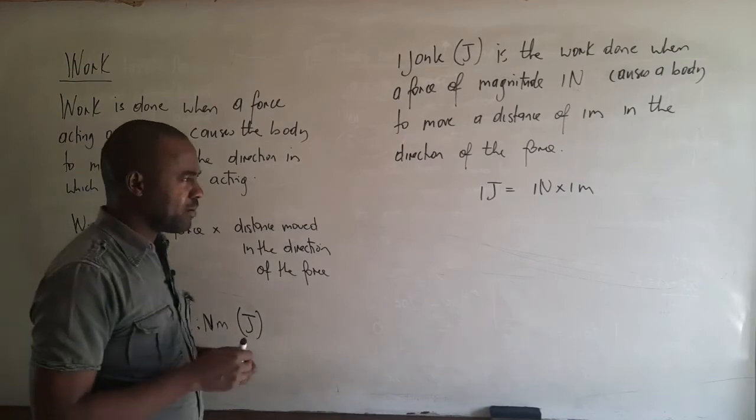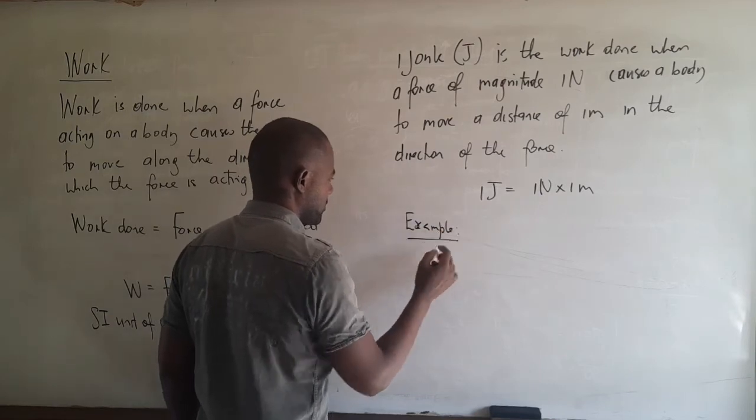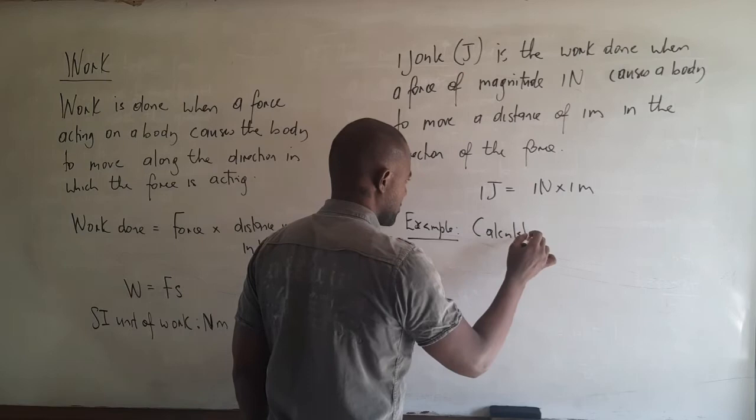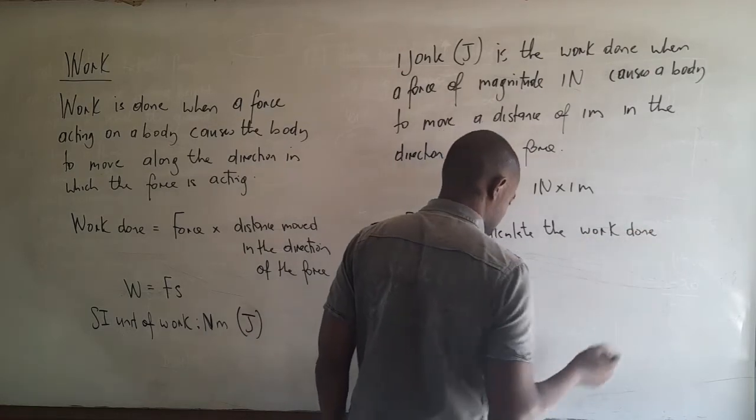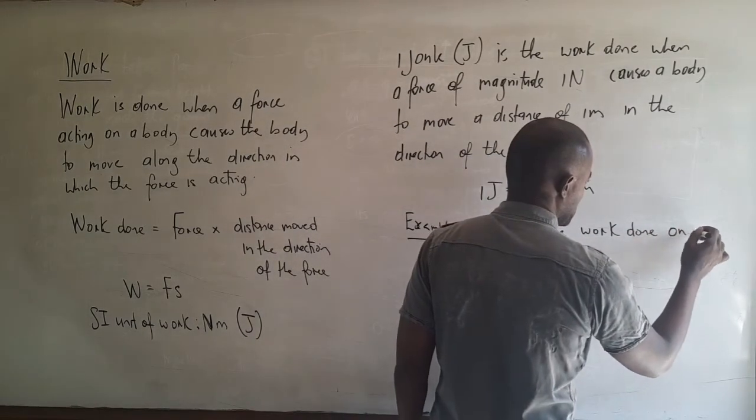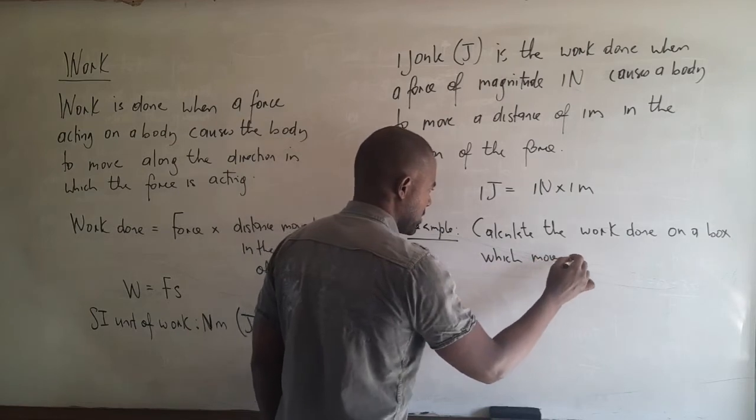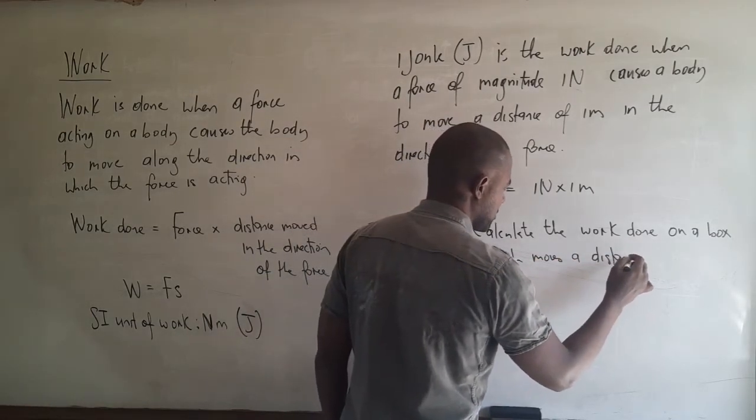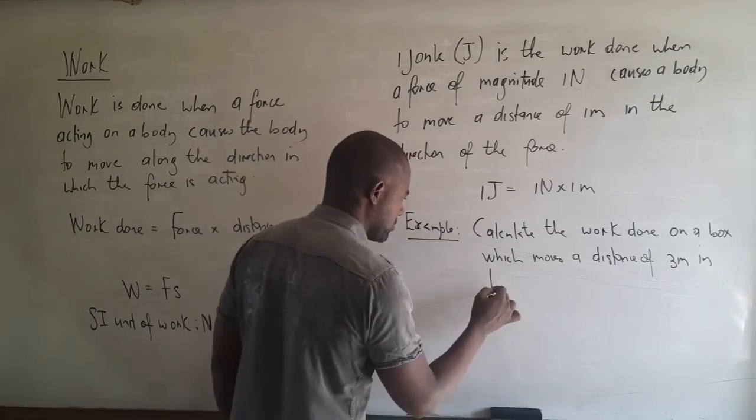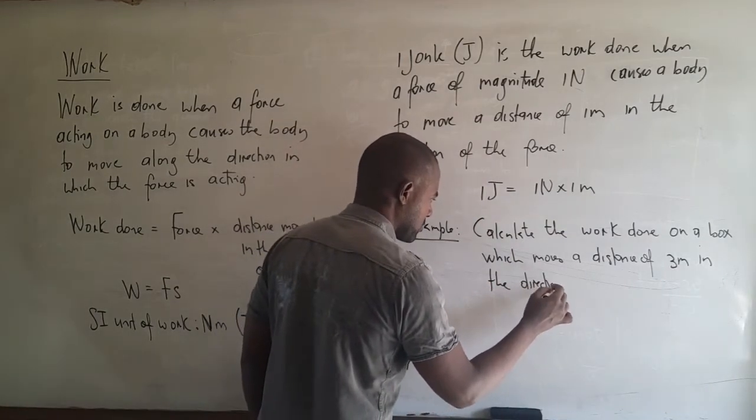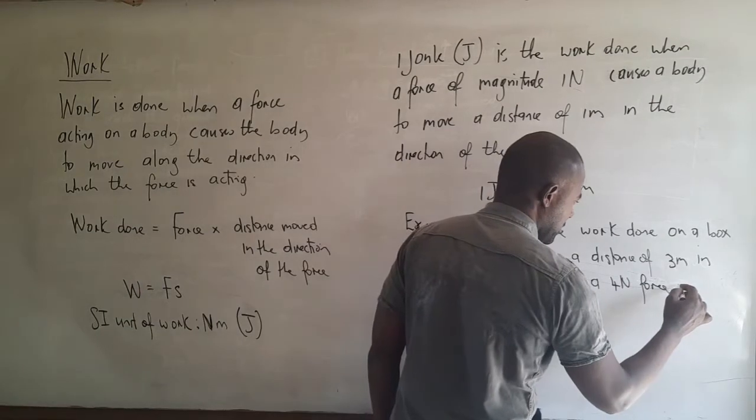So let's look at a quick example of work being done. Calculate the work done on a box which moves a distance of 3 meters in the direction of a 4 Newton force which acts on it.